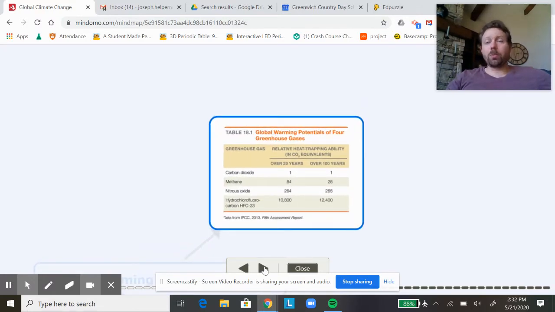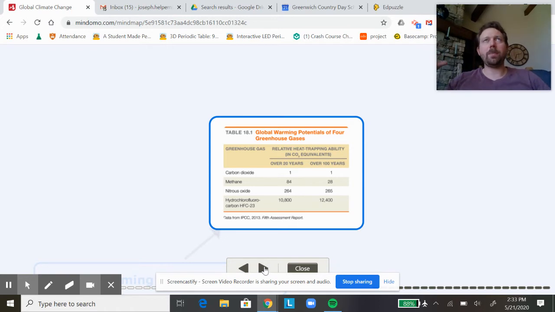Global warming potentials are also ways of showing the importance and the impact of greenhouse gases. Carbon dioxide has a 1 in terms of its heat trapping potential. Methane has 28 times that. Nitrous oxide has 265 times that of carbon dioxide. And CFCs have 12,400 times the impact.